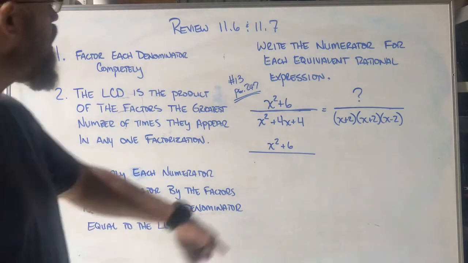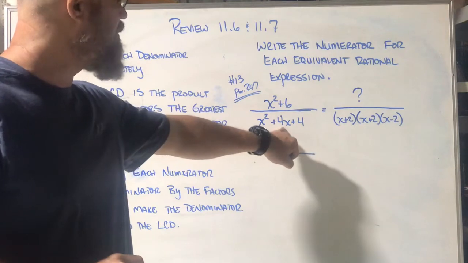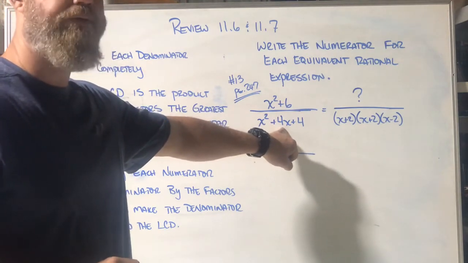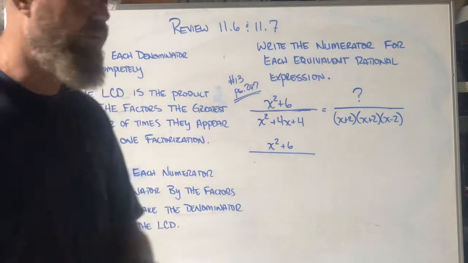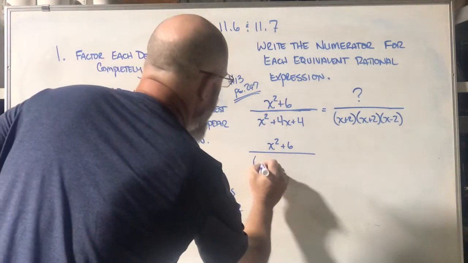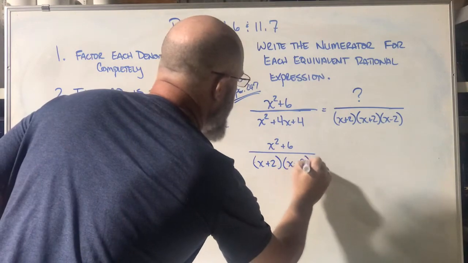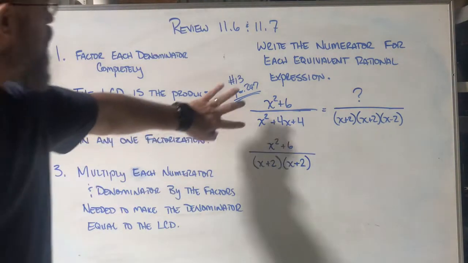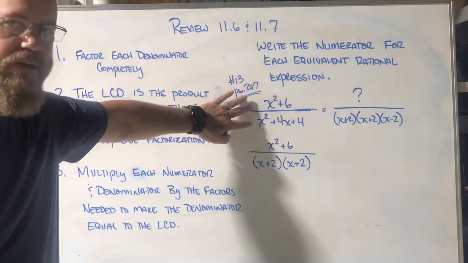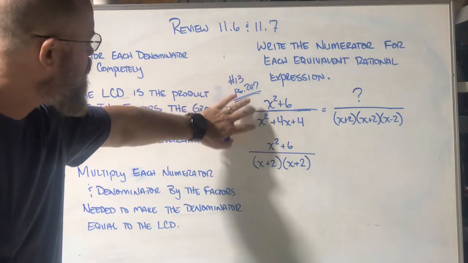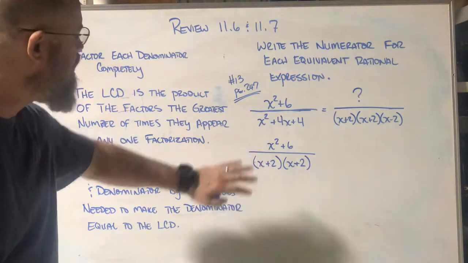So how do we factor it? We need two numbers that multiplied together equal 4 and added together equal 4. And the answer is 2, right? 2 times 2 is 4. 2 plus 2 is 4. So completely factored is x plus 2 times x plus 2. All we did was factor this denominator and rewrite this rational expression. This rational expression equals this rational expression. It's the same thing. I just factored the denominator.